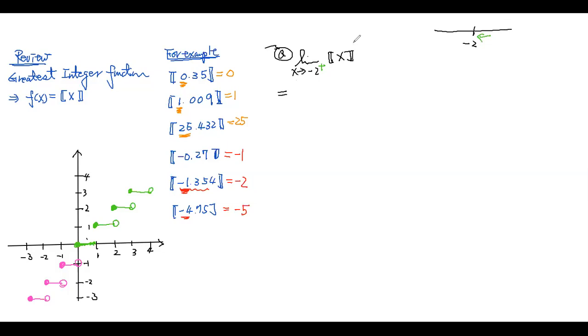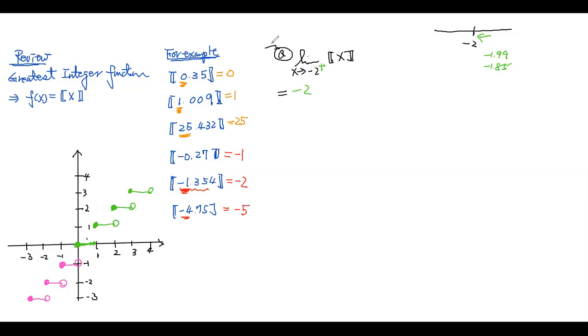Greater than -2. So the values here will be -1.99, -1.85, something like that, right? Because from -2 to where? To the right-hand side, right? So what are the values here? The values here will be the largest integer less than the value, so it's -2. All right, okay. So now let's take a look at the next one here.